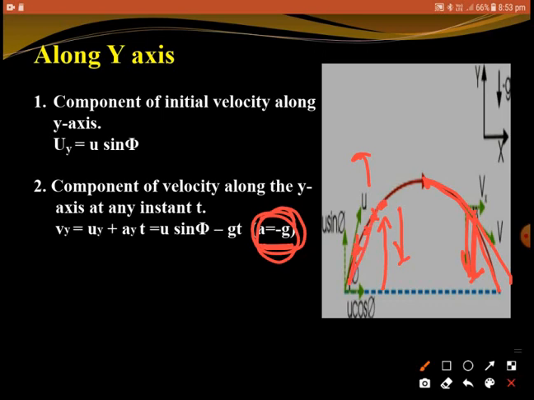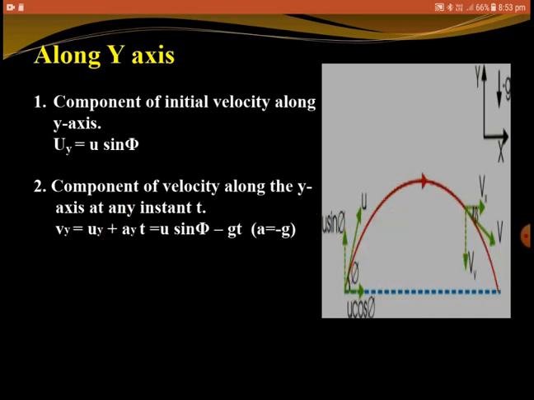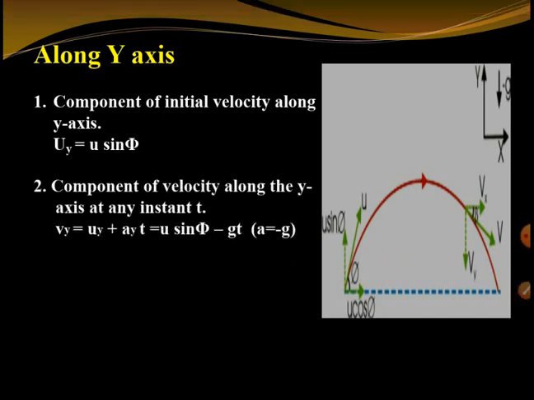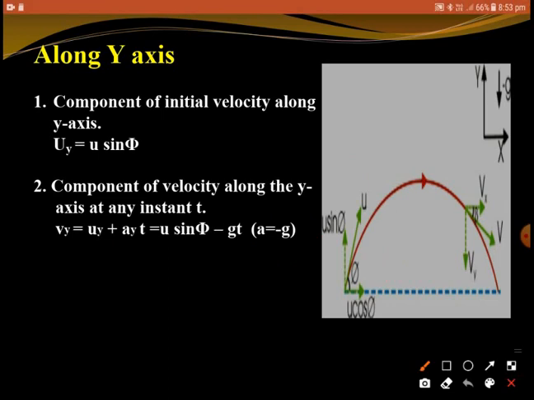So your vy will be equal to the initial velocity along the y-axis, that is u sine theta, and your ay will be equal to minus g. After putting all those things, you will get vy equal to u sine phi minus gt.